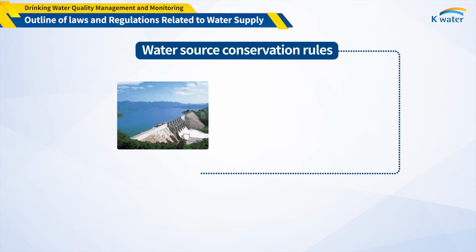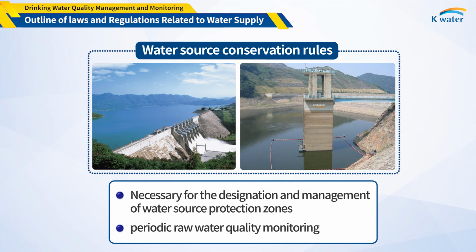The last is the Raw Water Resource Conservation Rule. In order to keep the quality of raw water clean for the production of drinking water, a certain area from the intake point is designated as a protected area. When designated as a water source protection zone, installation of facilities that may cause water pollution, such as factories or commercial facilities, is prohibited.